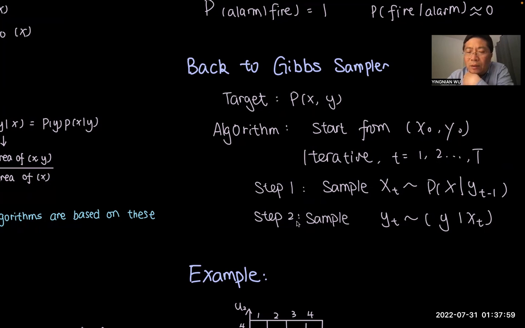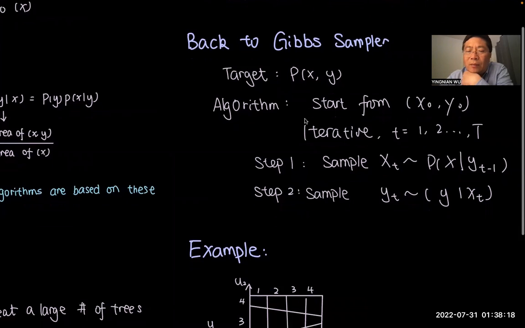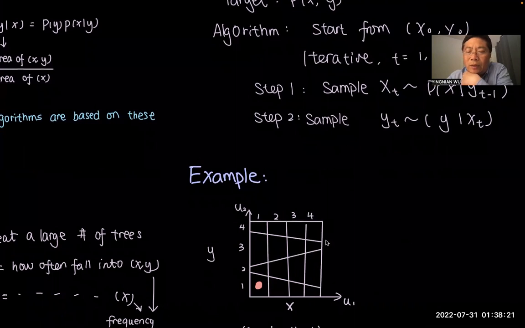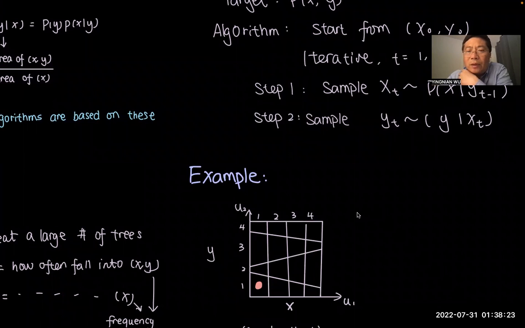And then you go to the second step, right? So you keep doing that until you reach this T. Hopefully at capital T, suppose T equals 1000, then the xt, yt that you sampled are from this distribution Pxy. And we can continue to use our unit square plot to illustrate this point.